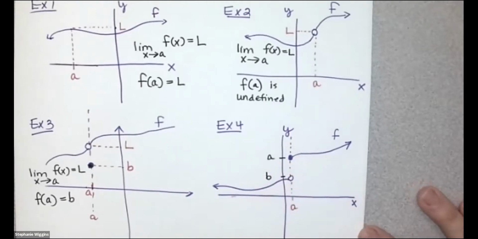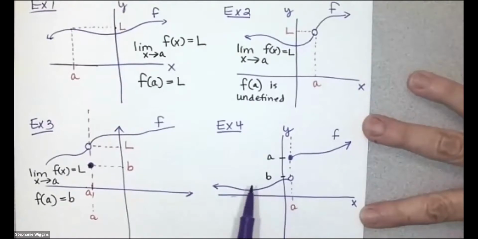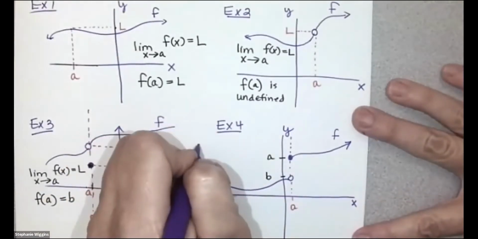So there's a disparity there for the limits, the left-hand limit and the right-hand limit. And remember earlier I said, in order for a limit to exist at a point, both the left-hand limit and the right-hand limit must exist, and they have to be equal. But in this example, we can see the left-hand limit is equal to B and the right-hand limit is equal to A. So let me write that.